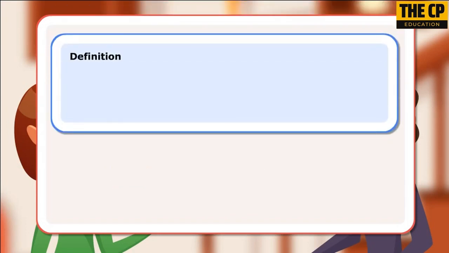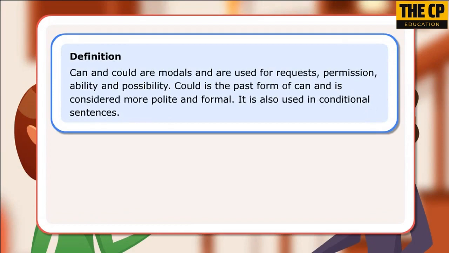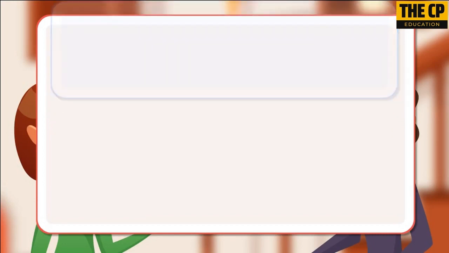Definition: can and could are modals and are used for requests, permission, ability, and possibility. Could is the past form of can and is considered more polite and formal. It is also used in conditional sentences. Let us look at a few sentences.